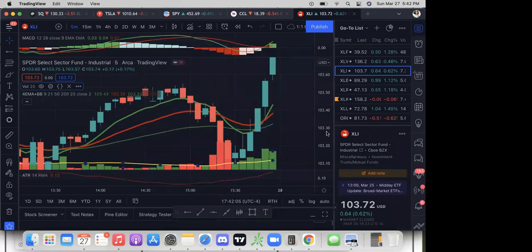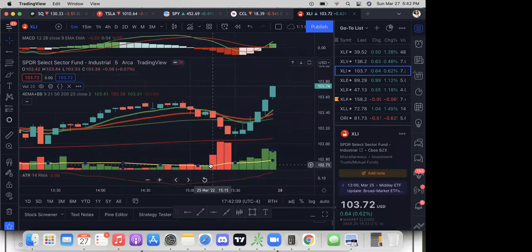What that basically shows you is, are we below average volume? As you can see right here, we're below average volume. And then look at what the candles did. Now, granted, this is a 5-minute chart, but it still means the same thing.